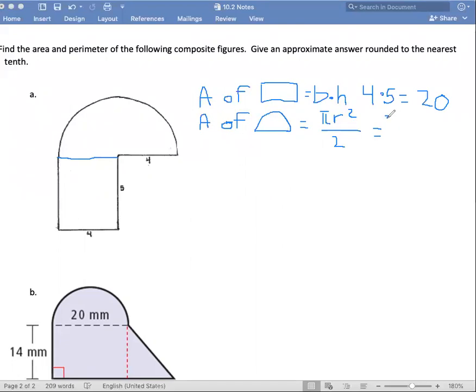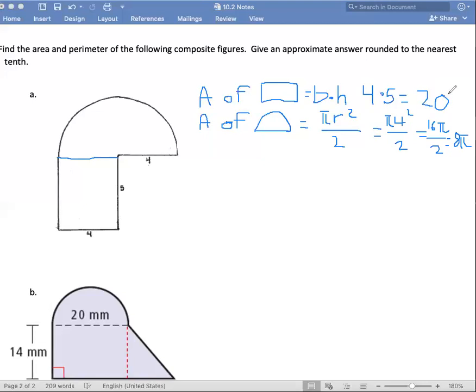I'm going to say pi times 4 squared over 2. If you take 4 squared, you are going to get 16. So 16 pi over 2. And then if you divide 16 by 2, let's see if I can squeeze this in here, you're going to get 8 pi. So we just found the area of the rectangle, and we found the area of the semicircle. Now all we have to do is add these together and round to the nearest tenth.